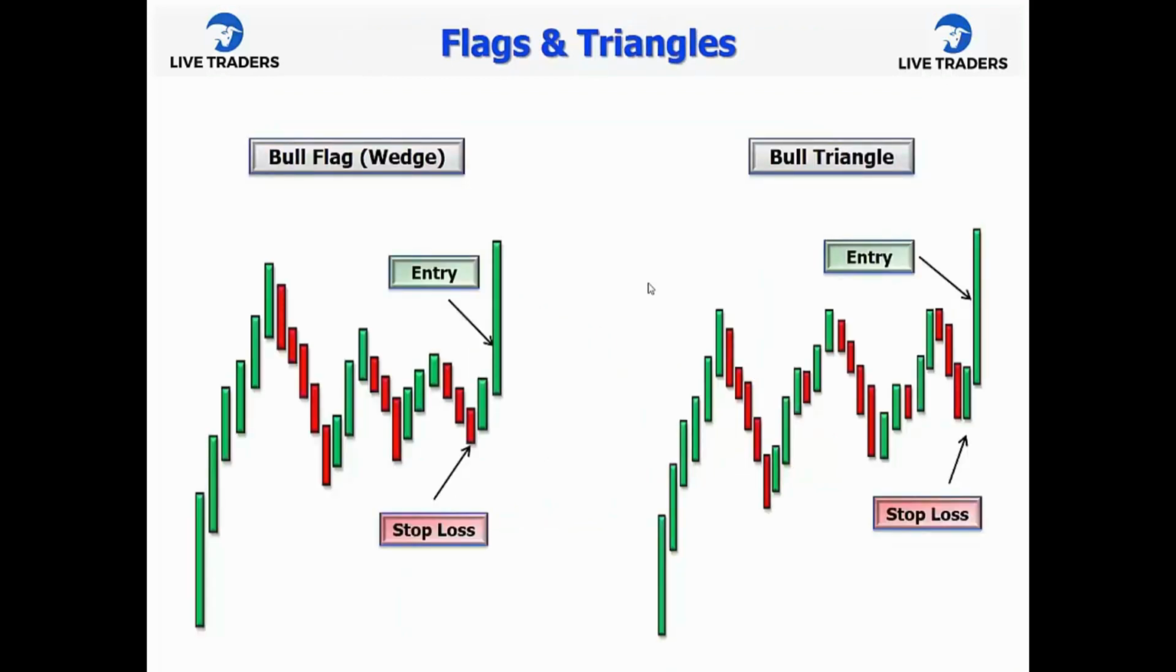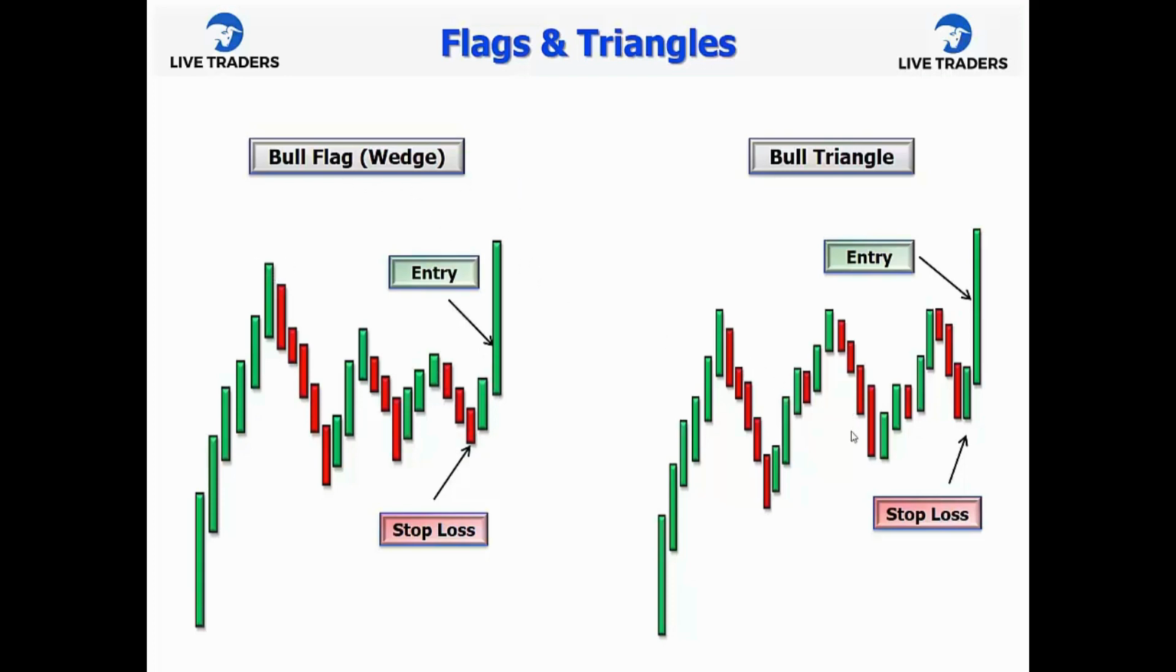Here's the difference between a flag and a pennant. Here's a bull flag. A bull flag is when prices are moving up and then come down just like a flag. You're going to look to enter when the pattern breaks, place your stop loss below the last swing low, and look for target 1 and then target 2.